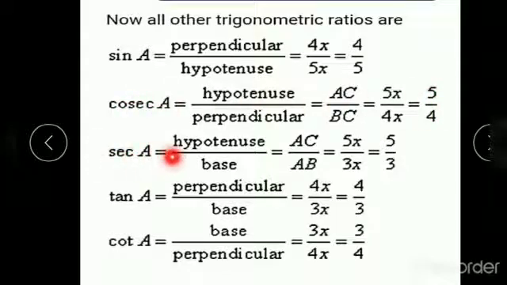Secant A is hypotenuse by base. So hypotenuse AC divided by base AB, where AC is 5x and AB is 3x. X and x get cancelled. You get 5 divided by 3.